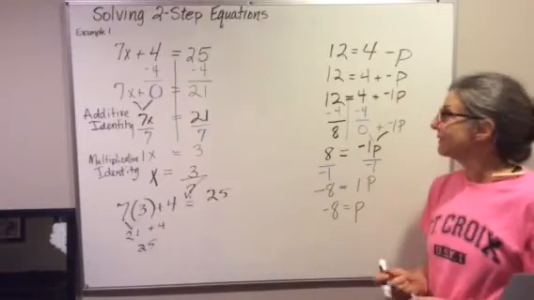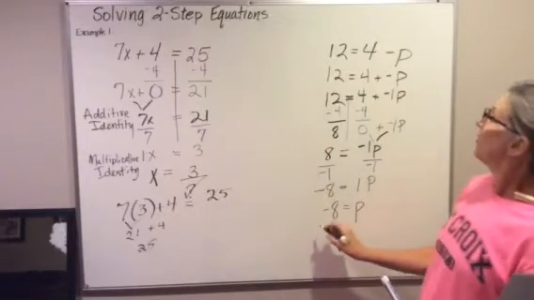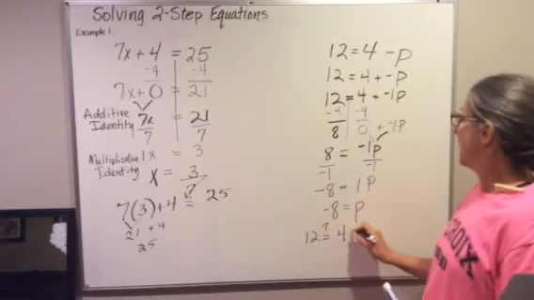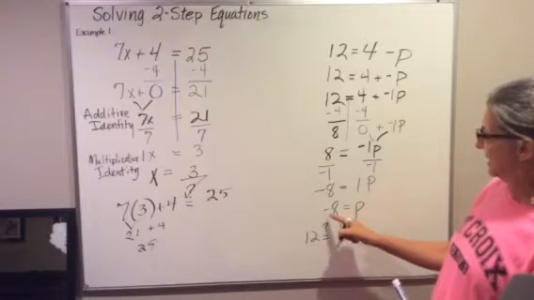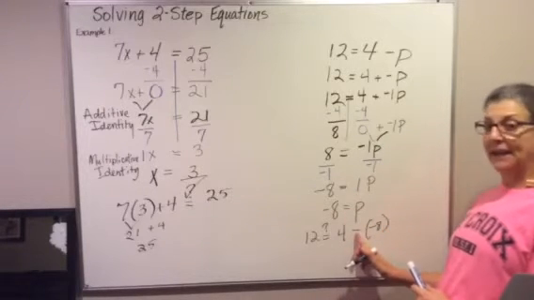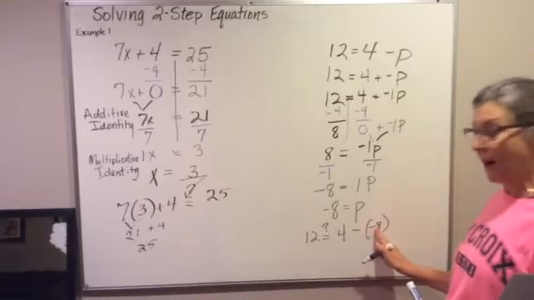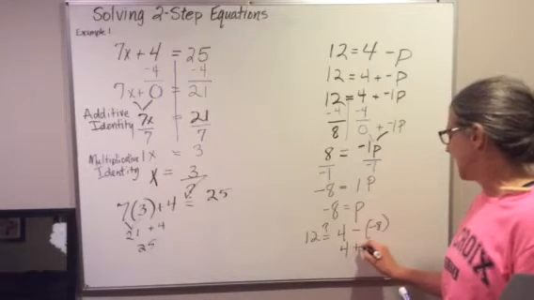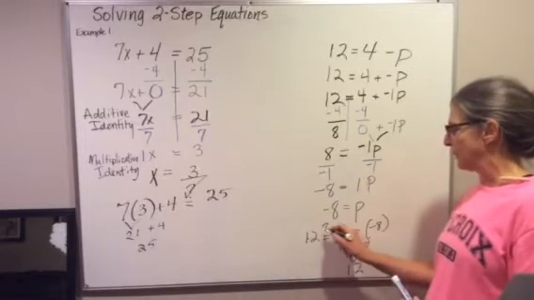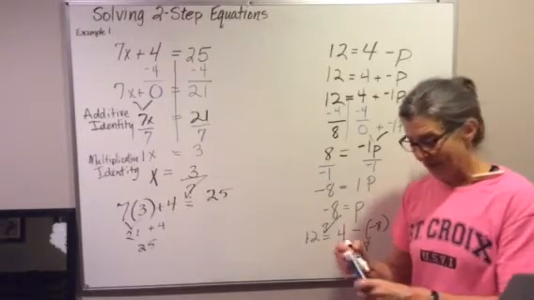And if we check it, we're going to have, does 12 equal 4 minus, and I can go ahead and put minus, negative 8. So 4 minus negative 8, well that's 4 plus positive 8, so that's like 4 plus 8. And 4 plus 8 is 12. So I have 12 on both sides, so it checks.